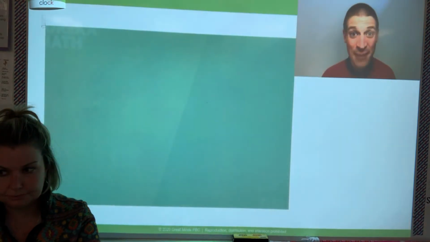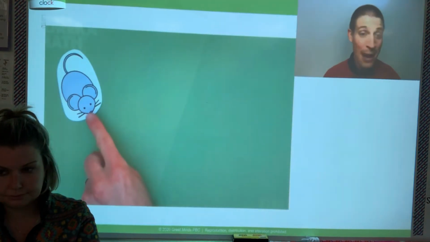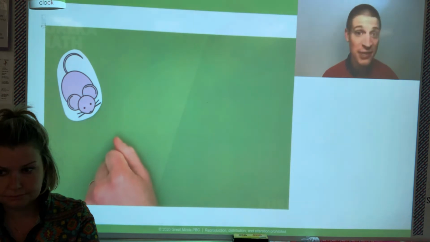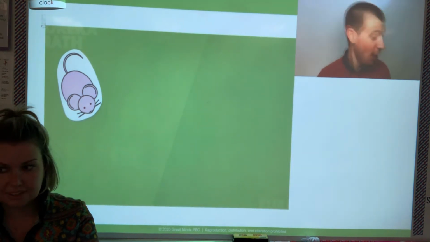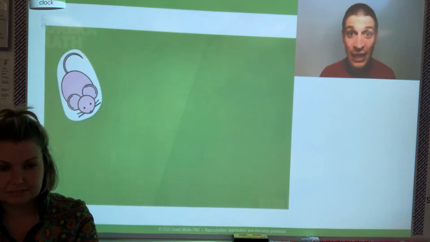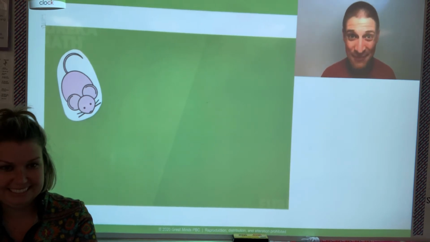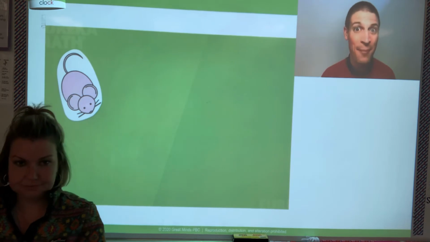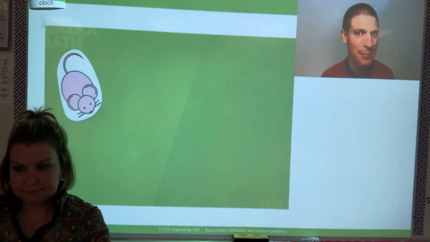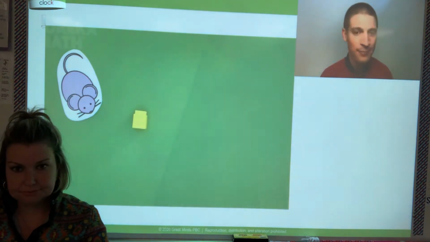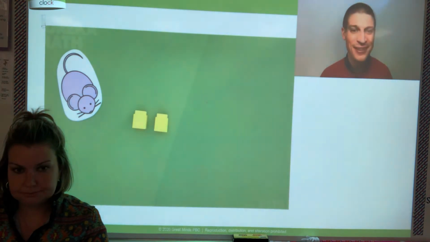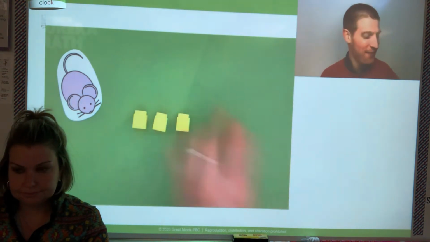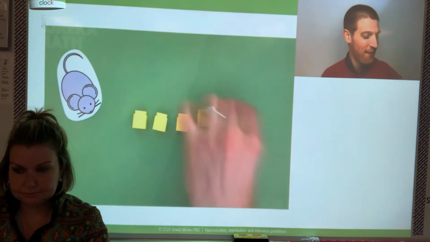Say hello to my friend, Mousy the Mouse. Hi, Mousy. Hi, Mr. Hammer. Oh, thanks for saying hi. Let's take out our materials. Ready? Take out your 5 cubes and put them on the mat. I'll count them as I place them. 1, 2, 3, 4, 5.